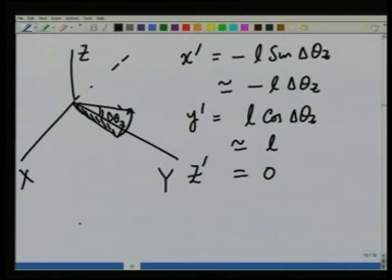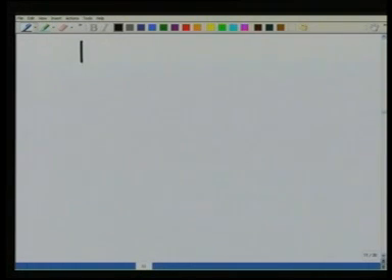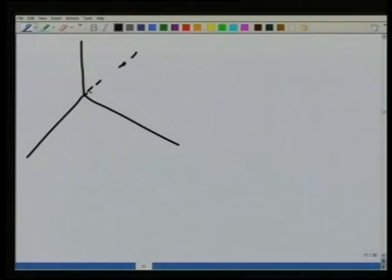So, after the first rotation about the z axis, I have x prime, y prime and z prime equal to minus L delta theta z, L, 0. Now, let me give it a rotation about the x axis. So, now I am starting with the rod in the xy plane like this and give it a rotation about the x axis by amount delta theta x. Since I am giving a rotation about the x axis, the x coordinate cannot change.